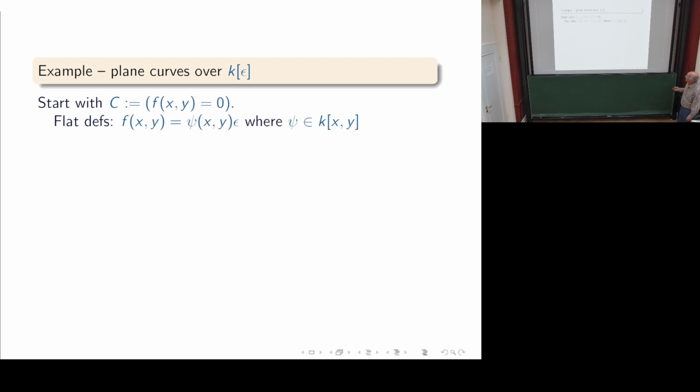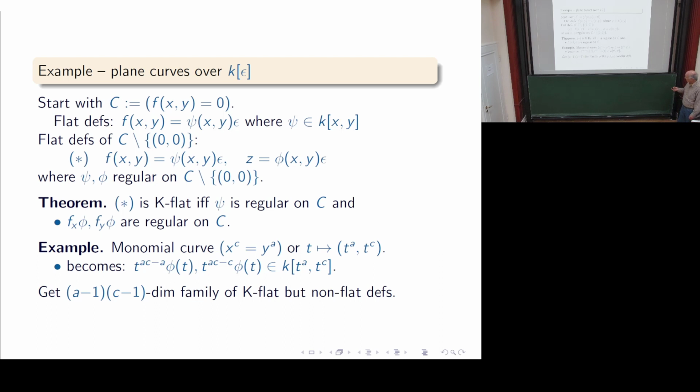Okay. So the flat deformations are just f(x,y) = some polynomial times epsilon. These are the flat deformations. Now, what if I want the K-flat deformation? Well, over the smooth points, they are the flat deformations, it turns out. So over the smooth points, I can do this, but I can also have a new coordinate z equal to some psi(x,y,epsilon), where these two functions, psi and phi, are regular away from the origin. So these are just the flat deformations of C minus the origin.